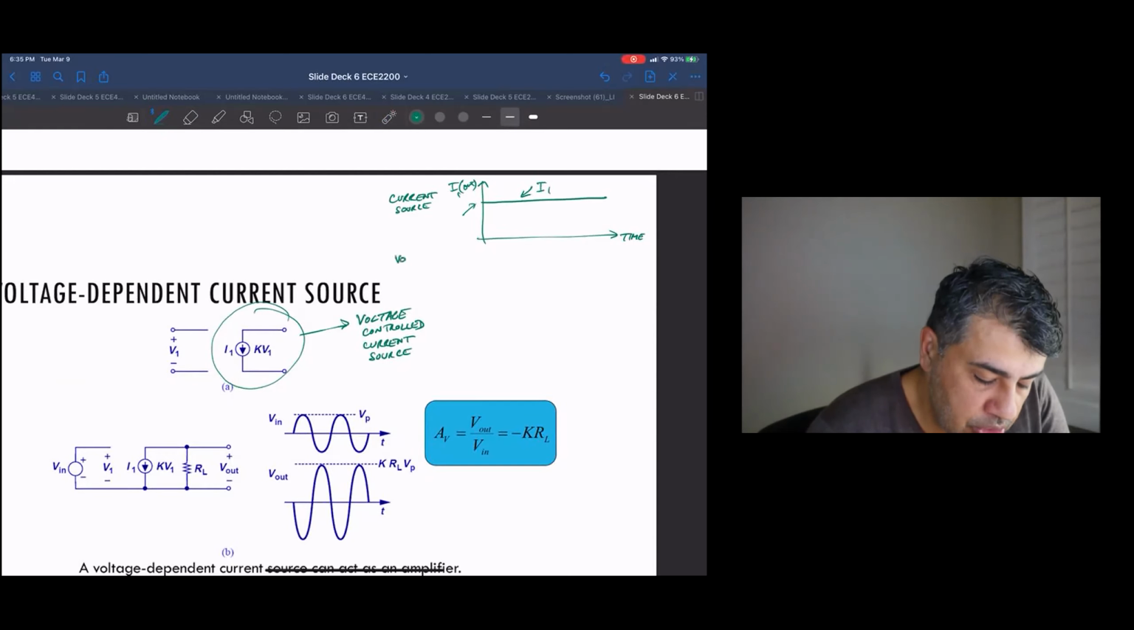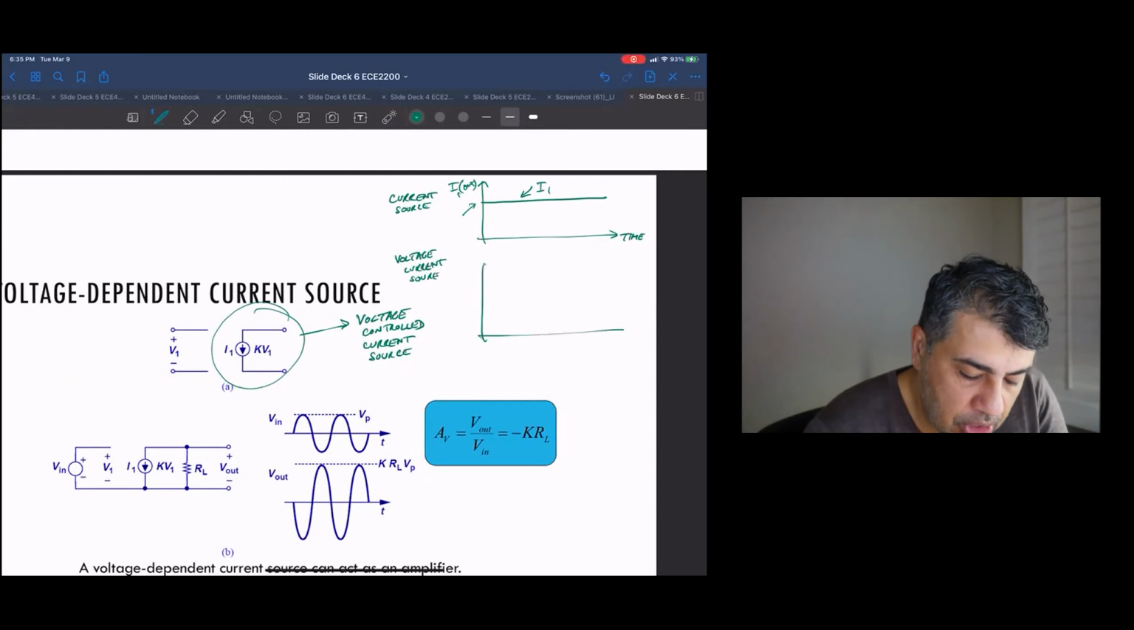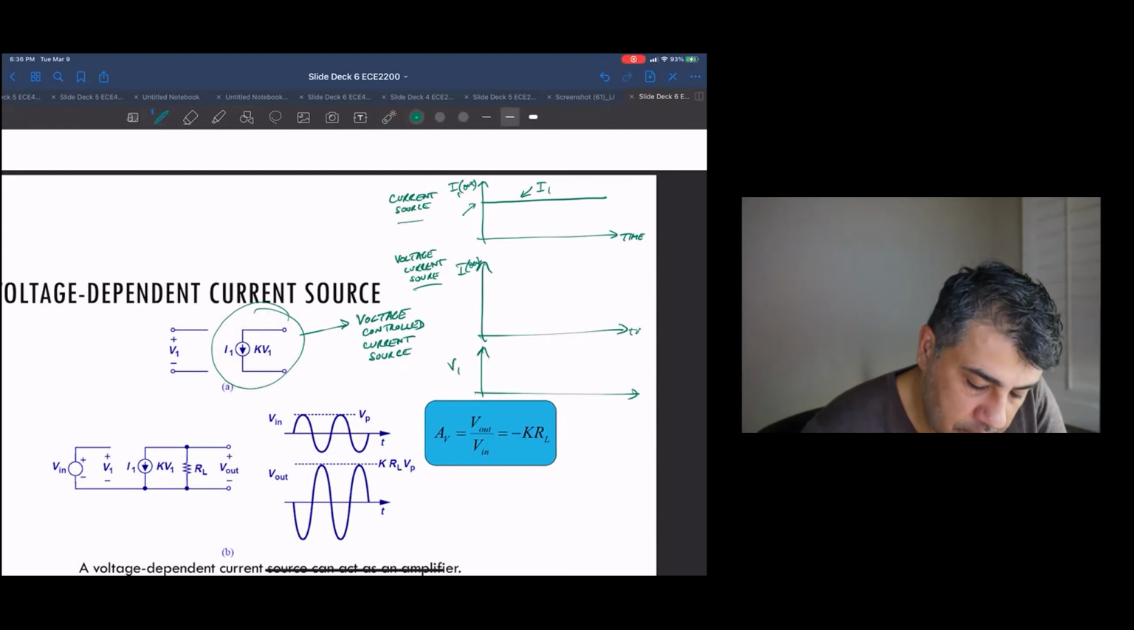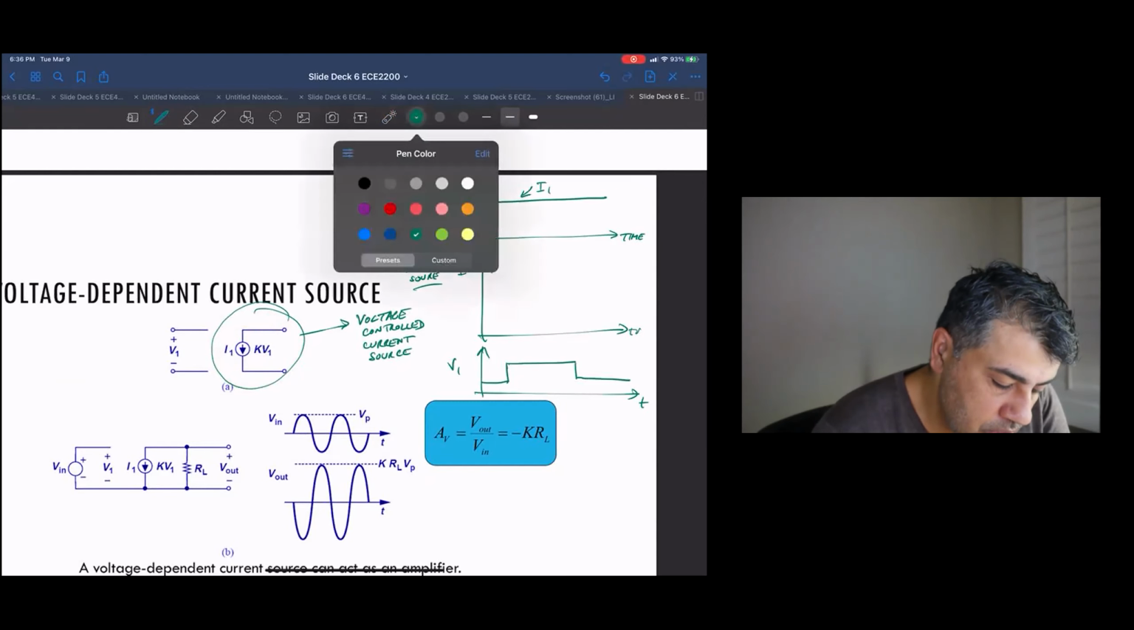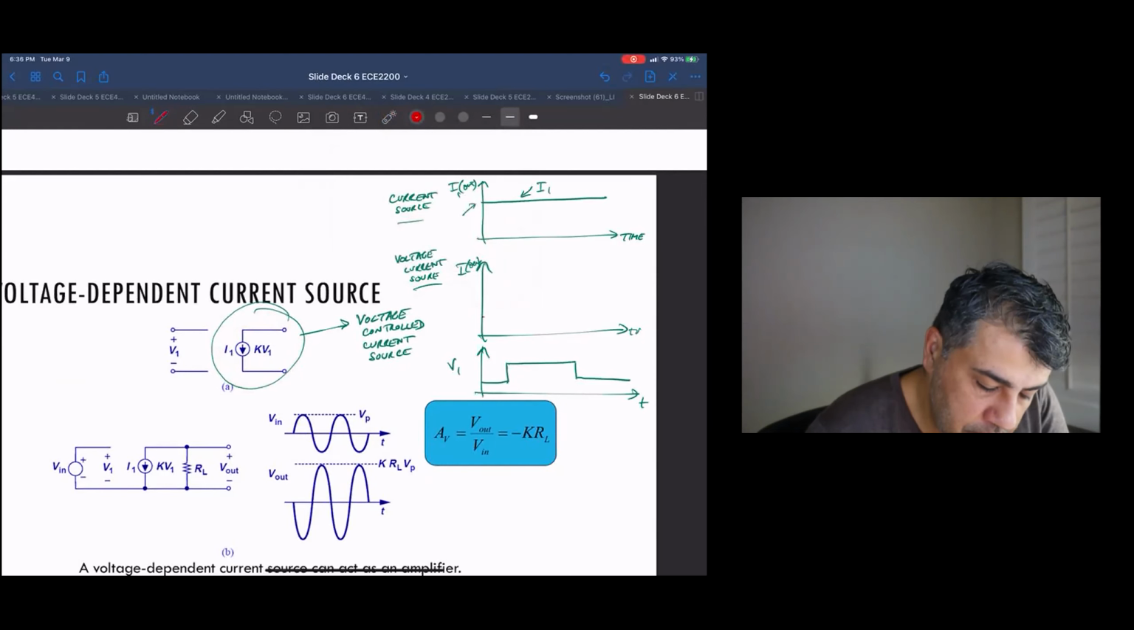Okay. Now, a voltage controlled current source outputs a current dependent on the voltage that's controlling it. So here you have V1 that's actually controlling the current through I1 through this multiplication factor K V1. So let's say this is the Iout of a voltage controlled current source, and this is time. And let's say this was V1 against time, and V1 does something like this with time. And so I1 would do something like that over time. So it wouldn't be constant. It would be K times whatever V1 is at that time.